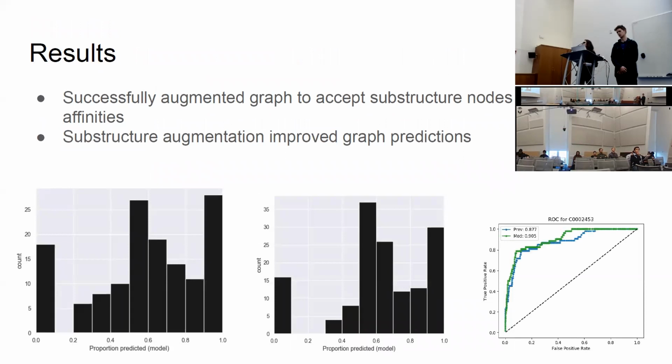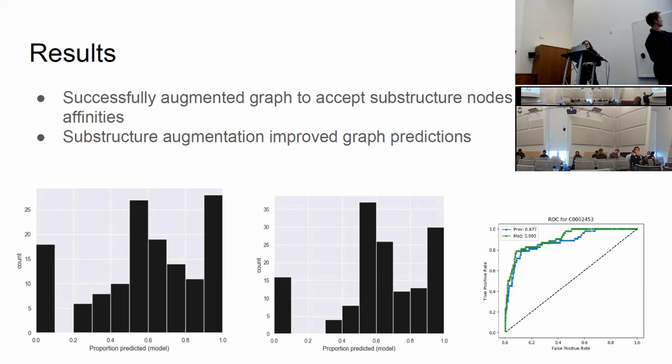Now, the results of the actual augmentation. The first addition, the substructure augmentation, showed the following. On the left is the initial BEAN. This is a k-fold cross validation, and the bottom shows the proportion predicted in the original model and the count.